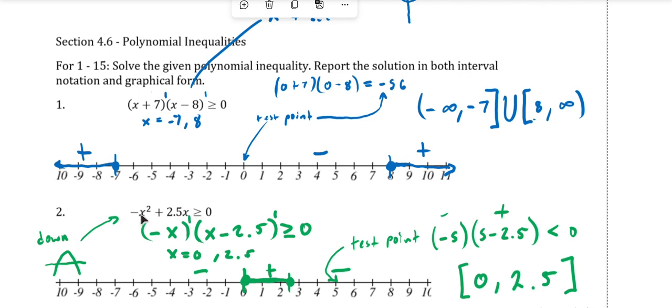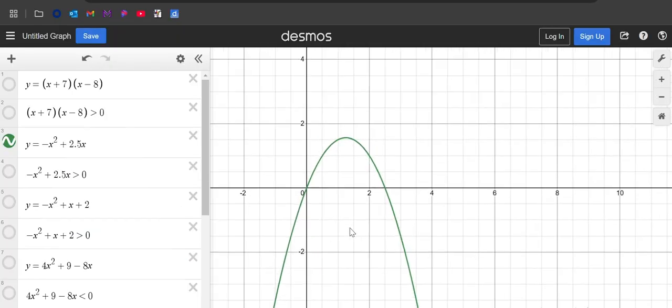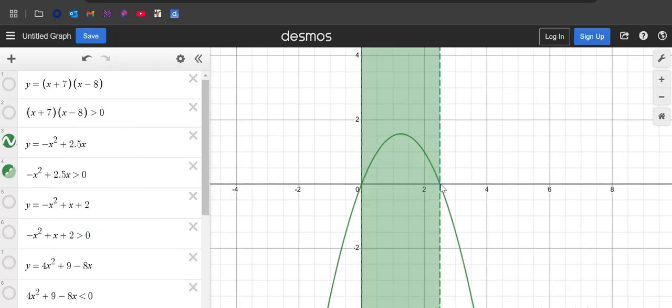Alternatively, we could have just noted that this is a downward-facing parabola and it has two distinct roots, and so it must look like this, and therefore it must have negative to negative as its distribution of signs. Here's what that parabola would look like graphed, and this region is where it would be greater than 0. So given that we will also include these endpoints, this shows us our interval.